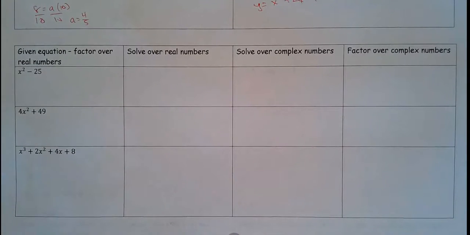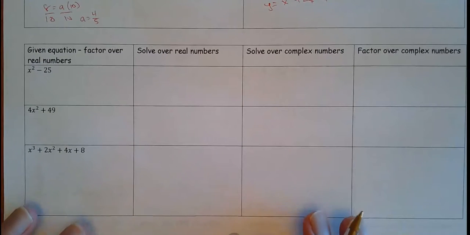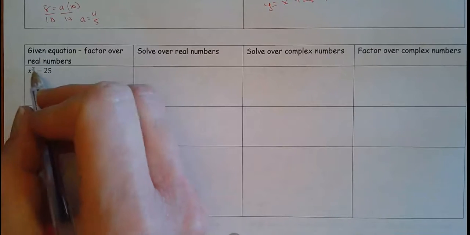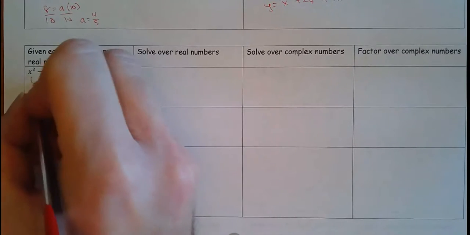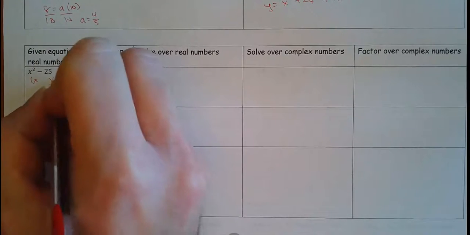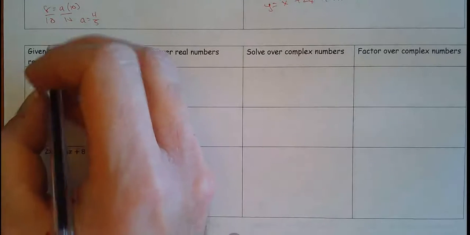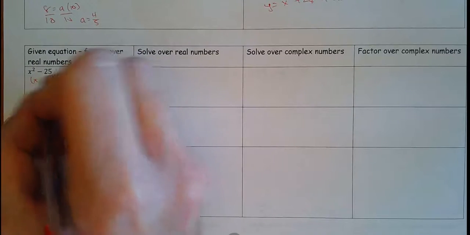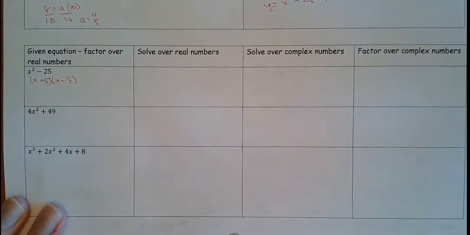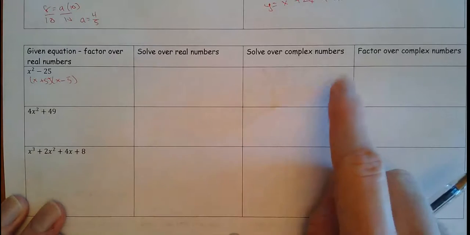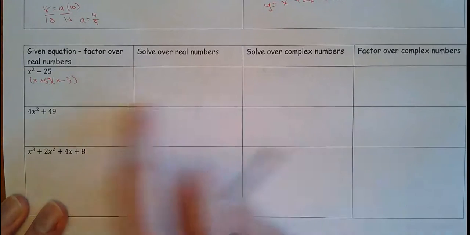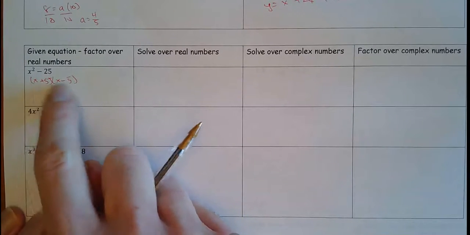For the first one here, I'm going to see, can I factor over the real numbers? Which basically just means, can I factor like normal. So x squared minus 25, you might notice that's a difference of two squares. That means it can be factored. The square root of x squared is x, and the square root of 25 is 5. I'll go plus and minus. And there it's factored over the real numbers. So no need to worry about factoring over complex numbers, because everything is factored and they're all real.